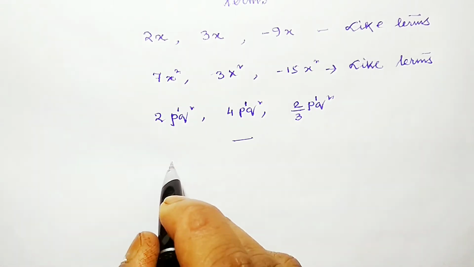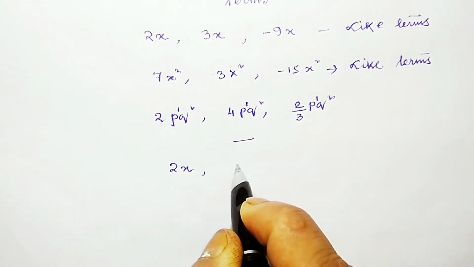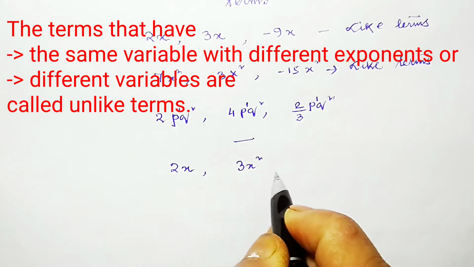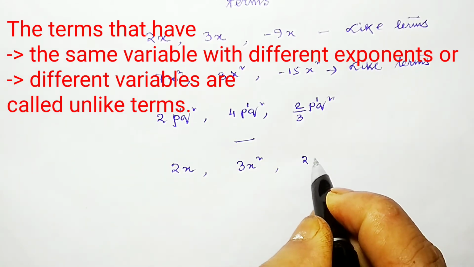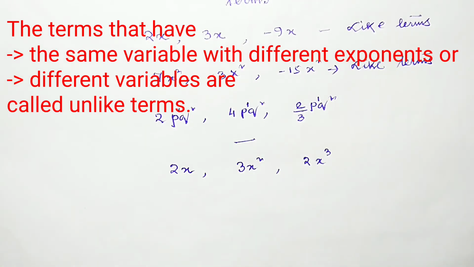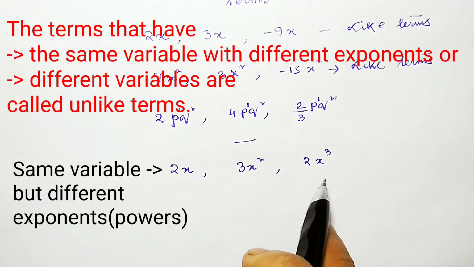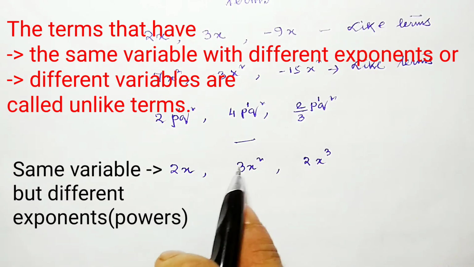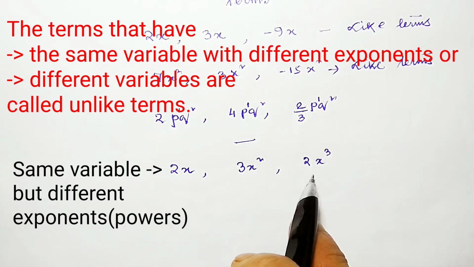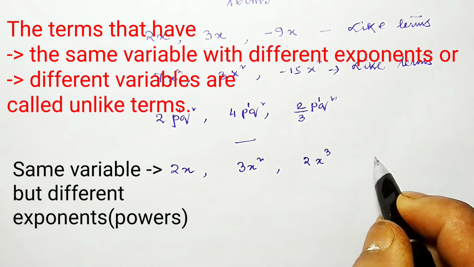Now if I write 2x, 3x square and 2x to the power 3, are they like? No. Here though the same variable is used, the exponents are not the same, so they are not like terms, they are called unlike terms.